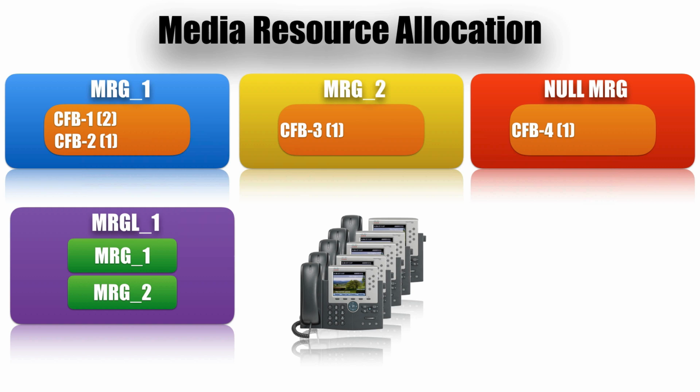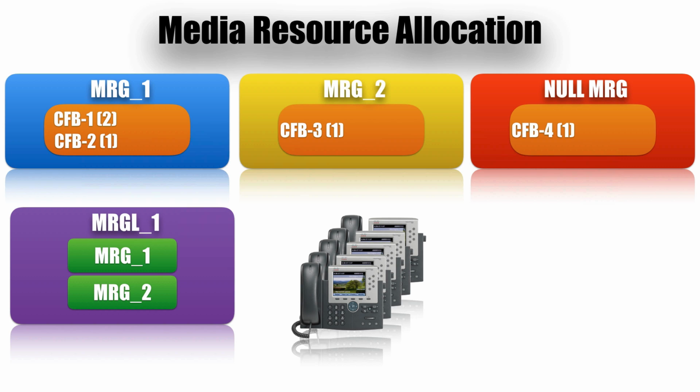And in this video we want to do a couple of things. We want to review how media resources are allocated using MRGs, media resource groups, and MRGLs, media resource group lists. Then I want to take you out to a Cisco IOS router and review how we can do some troubleshooting of Cisco IOS based media resources. First though, let's take conference bridges as an example.